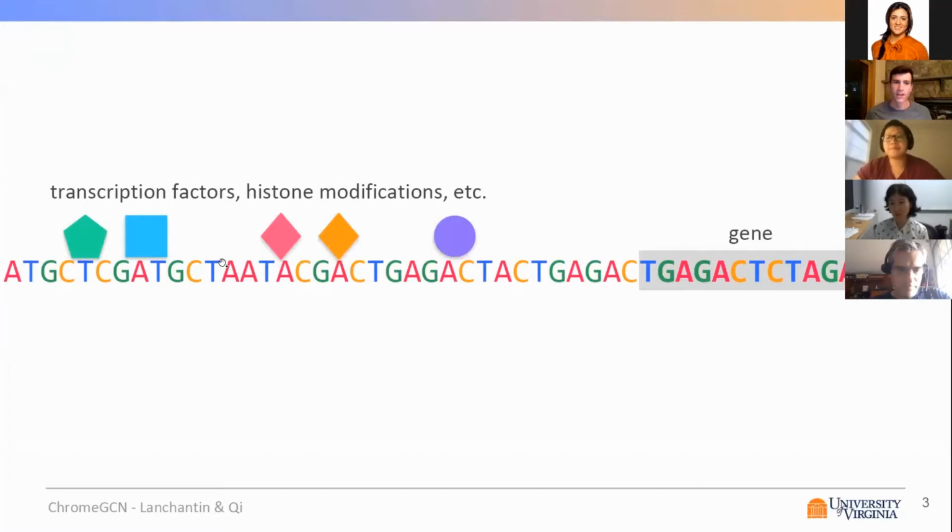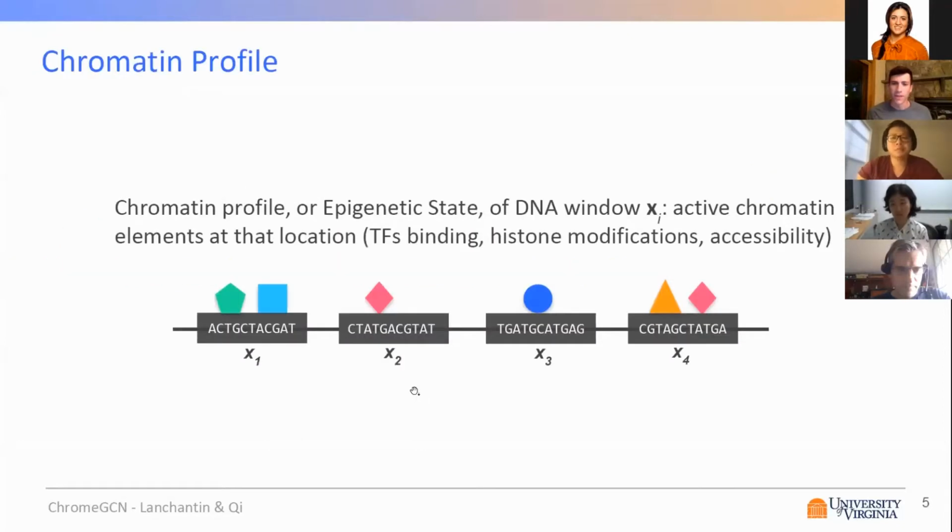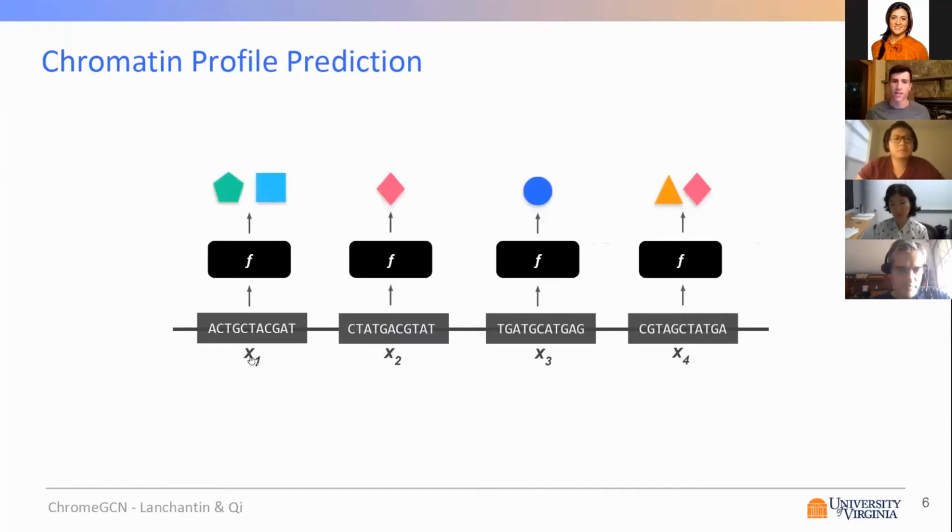So alongside genes are chromatin elements such as transcription factor binding and histone modifications, represented by these colored shapes above the DNA here. And these are regulatory factors that control whether a gene is expressed or not, making them important to predict and understand. So we define the chromatin profile or the epigenetic state of a DNA window Xi as the chromatin elements that are present at that location. This includes transcription factors, histone modifications, and accessibility. Epigenetic state prediction is then the process of taking DNA sequence windows as input and outputting the active chromatin elements at those windows using some model F.